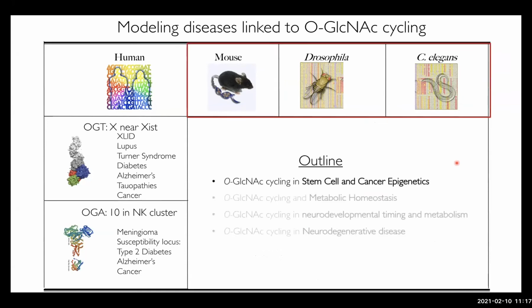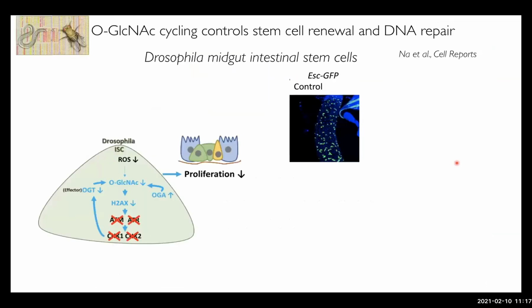So with that as a starting off point, I'm going to summarize some recent data which highlight the role of O-GlcNAc in stem cell and cancer epigenetics, and then talk about a number of other topics that relate to human disease. So we've recently shown that O-GlcNAc cycling controls stem cell renewal and DNA repair.